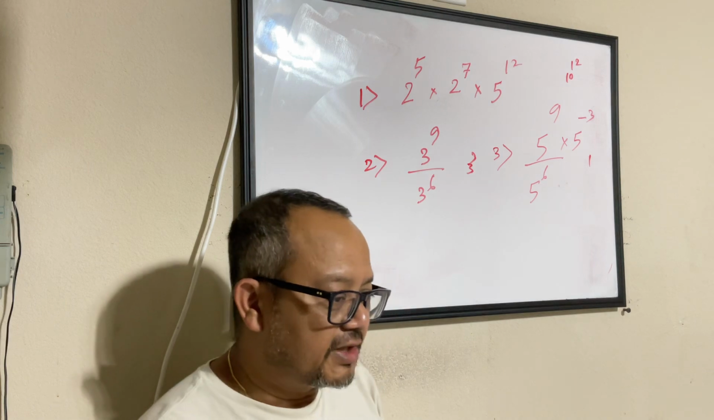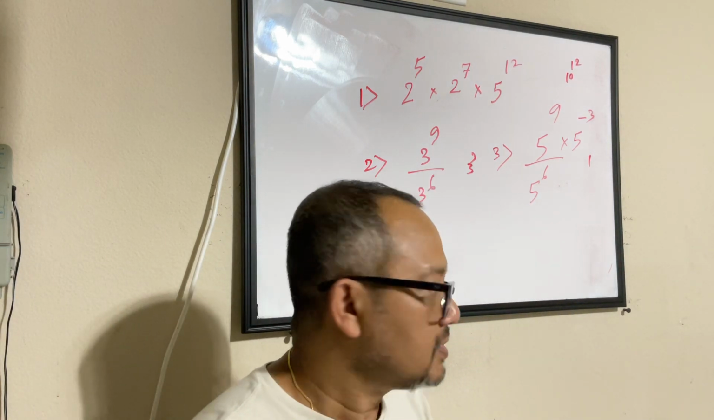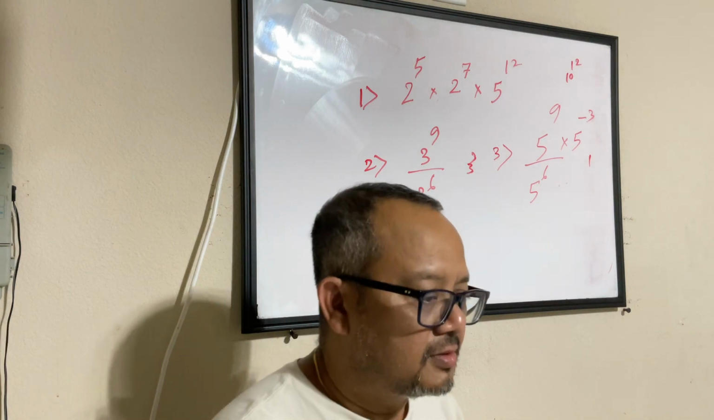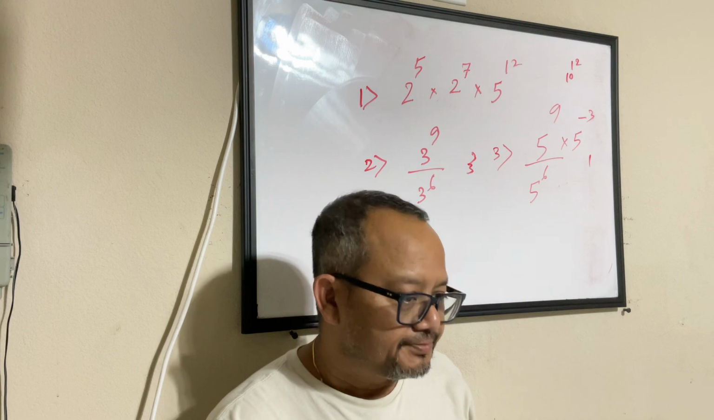Okay. Gitesh, you're saying something? For the third one, instead of 5, I want to change 5 to 1. Okay. Alright.